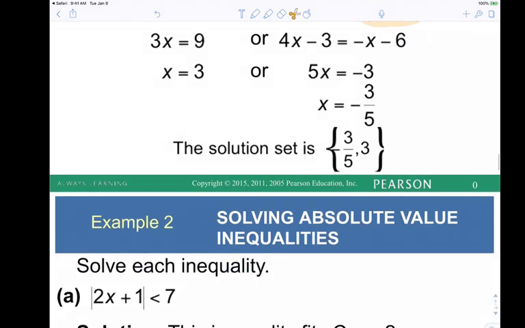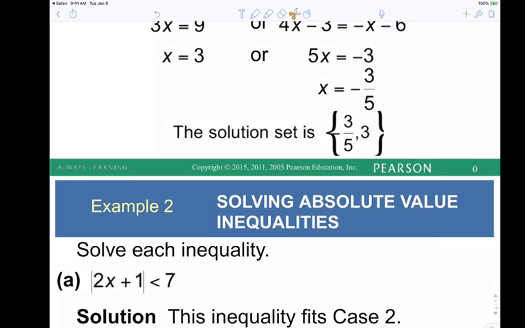All right, now, which case is this? If we're in 2a, is this case 1, 2, or 3 from those three different cases? This is case 2. So what is it going to look like? That means we're going to do, what's the far left going to look like? Negative 7 less than 2x plus 1 less than 7. Now you know what to do from this point.